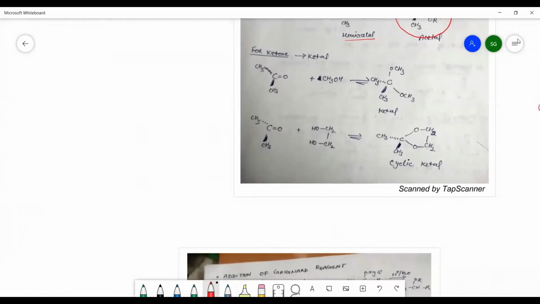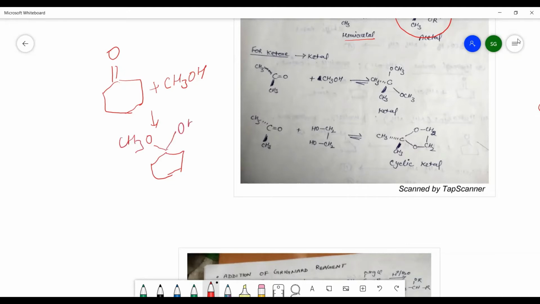So further you can take the example of cyclohexanone. When you are adding methanol to it, first of all, you will get the formation of OCH3 and OH. This is called a ketal. For the formation of a ketal, one more CH3OH, 2 CH3OH we are adding. So we will get 2 OCH3 added in the ketone. So this is known as a ketal.